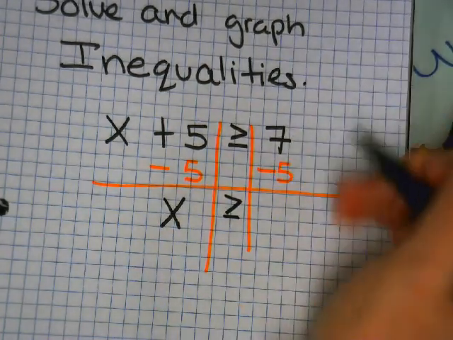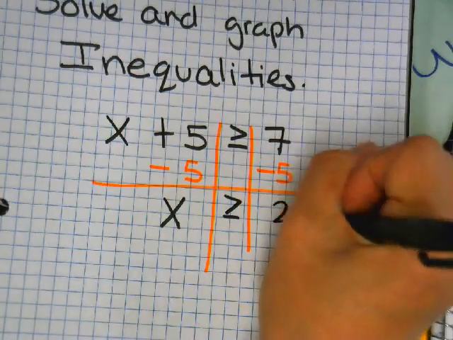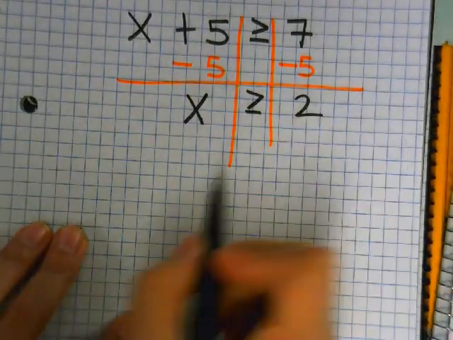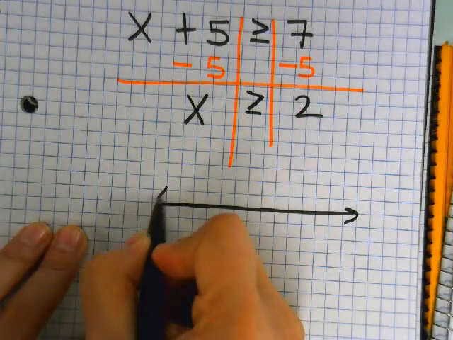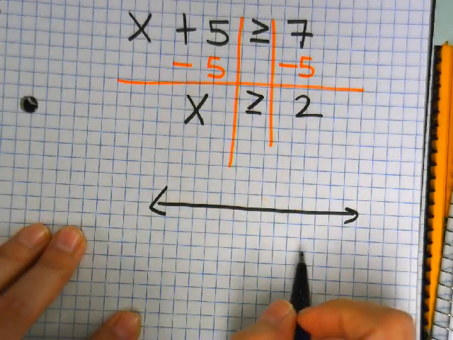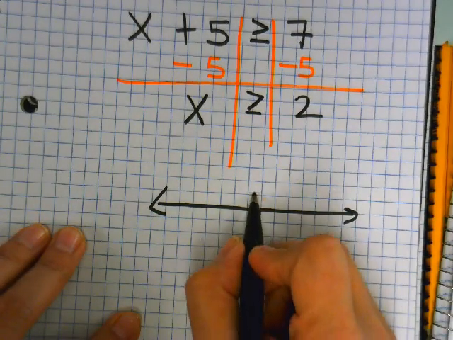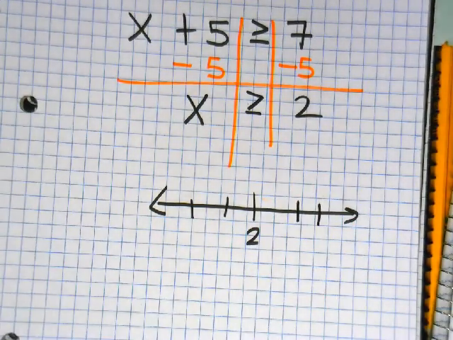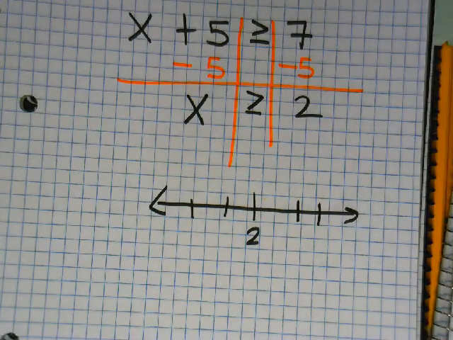7 minus 5? 2. Now can I graph it? Yes. Now I can do my number line. Draw my number line here. What number goes in the middle? 2. And are you with me? 2 numbers below, 2 numbers above. You write the 2 numbers below and above while I drink some H2O.